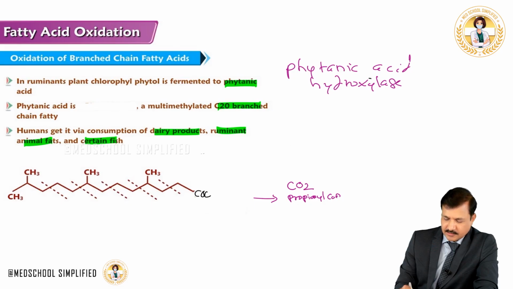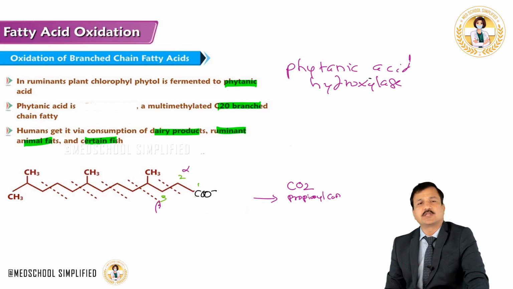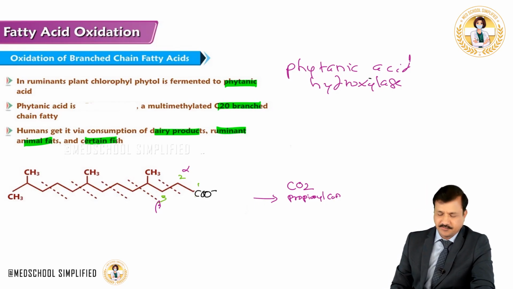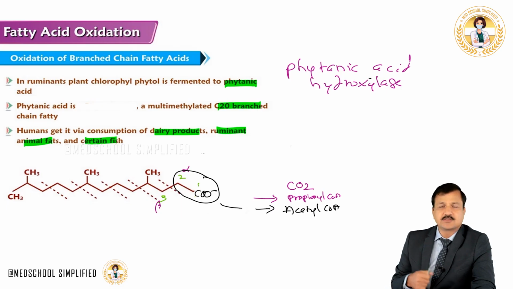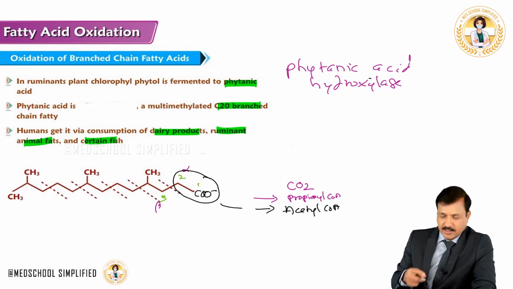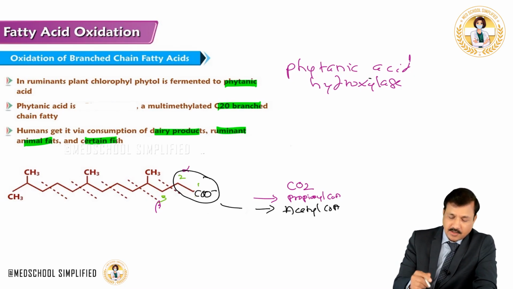The carboxyl group is here. So that's number 1 carbon, number 2 and number 3 carbon. Number 2 is alpha carbon, number 3 is beta carbon. So there is no issue with the beta oxidation process. Beta carbon is free, so beta oxidation will go on and this 2 carbon will be released as acetyl-CoA. Since we have released acetyl-CoA by conducting a beta oxidation, I am going to remove that.